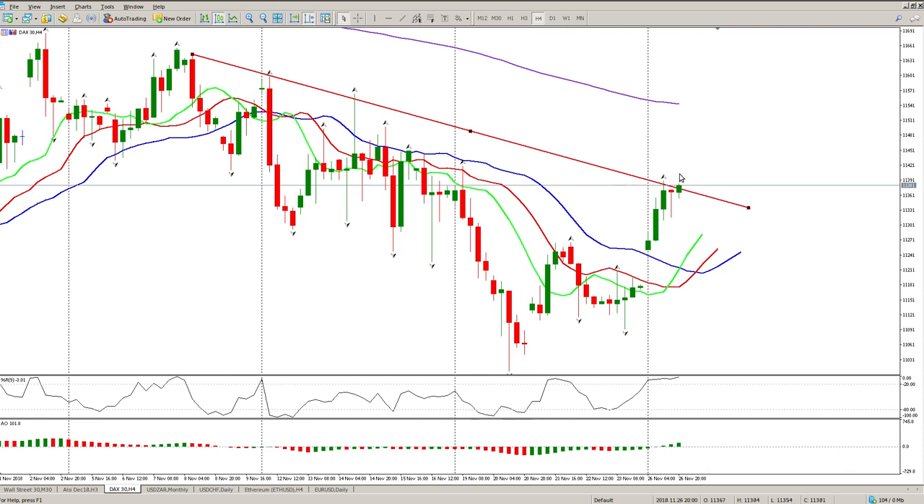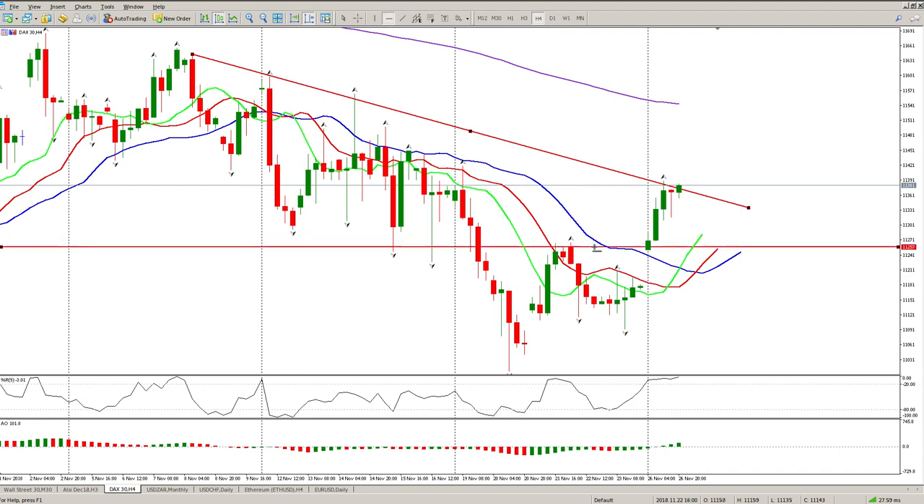But I would argue a pullback and potentially to come and test the alligator. We are far from the alligator as well, so you want to see price come a little bit closer to the alligator, and then we can look for a long entry.